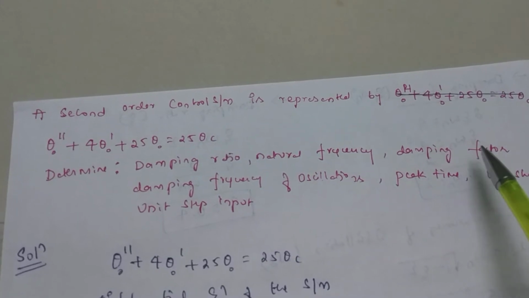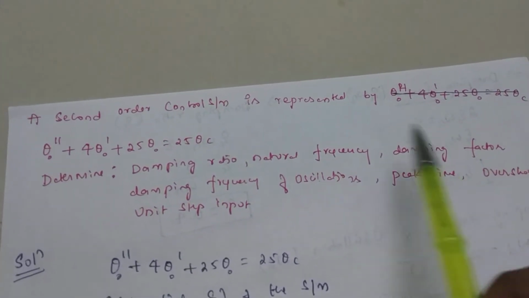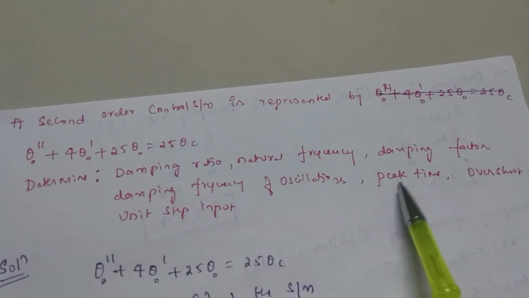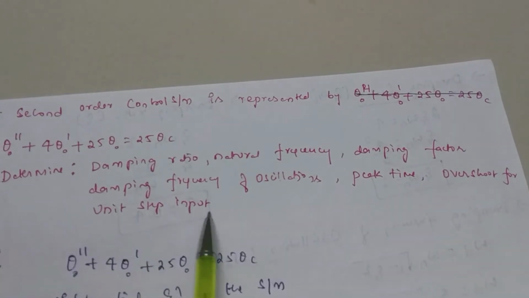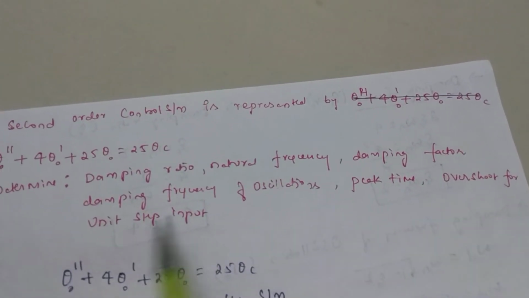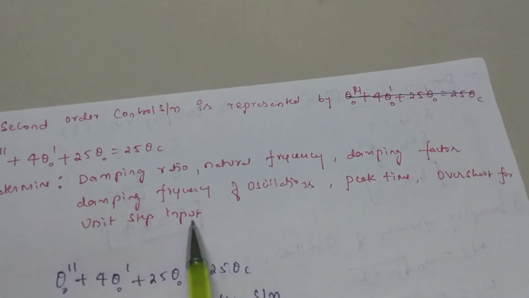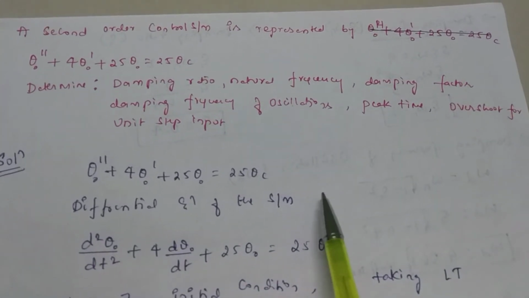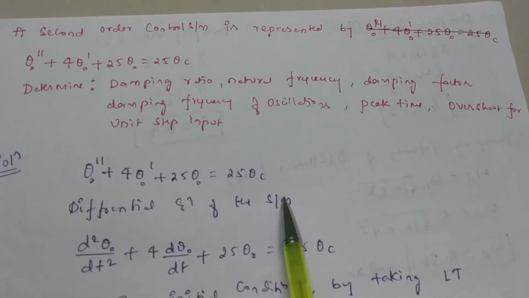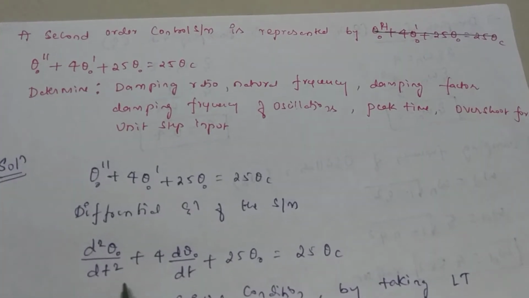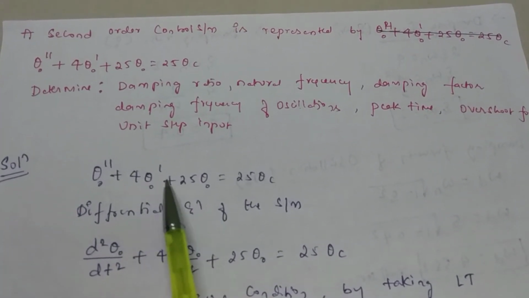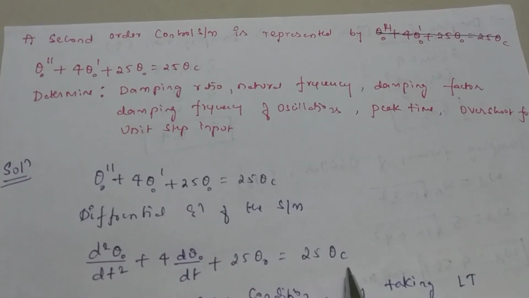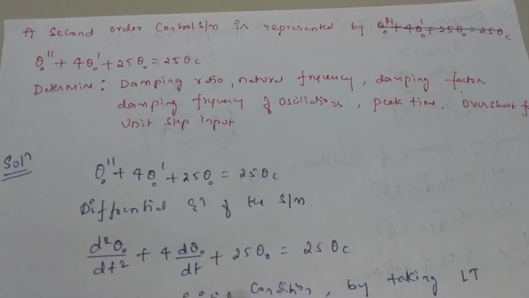damping factor, that is omega n into theta, and damping frequency of oscillation, that is omega d, peak time, and overshoot for a unit step input, that is maximum overshoot, the percentage of maximum overshoot we need to find out here by using this differential equation. We have to write the given equation in the form of differential equation, that is d square theta by dt square plus 4 into d theta by dt plus 25 theta equal to 25 theta c.